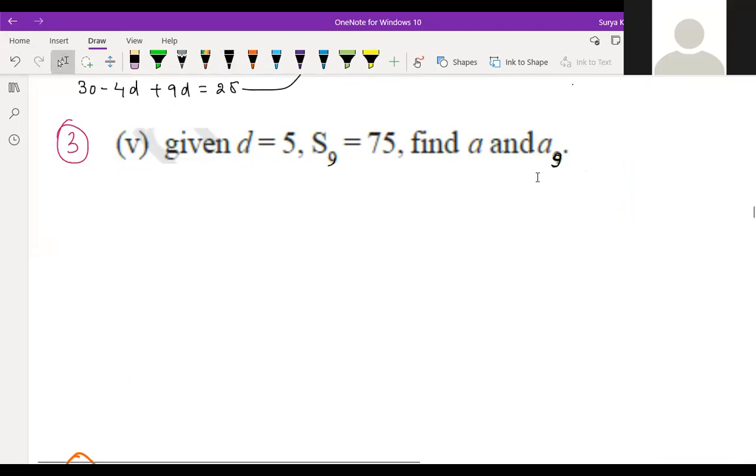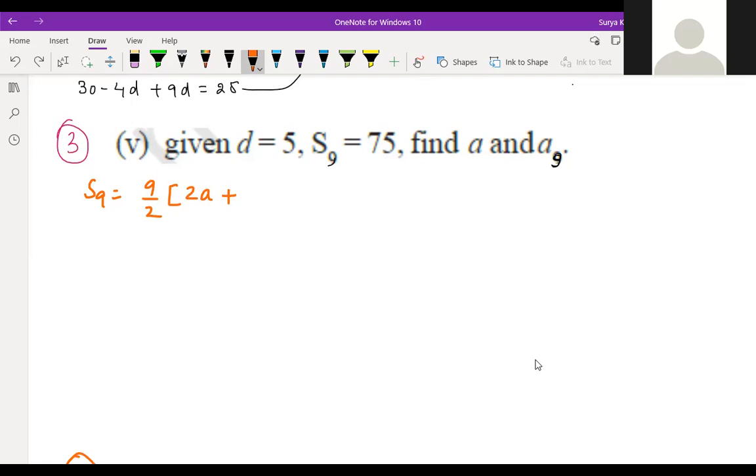Sir, I got A as minus 35 by 3 and A9 as 85 by 3. How did you solve it? Can you tell me how to do this? Sir, S9 will be 9 by 2 into 2A plus 40. Then we solve that and get 2a plus 40, right? 2a plus n minus 1 into d, right?